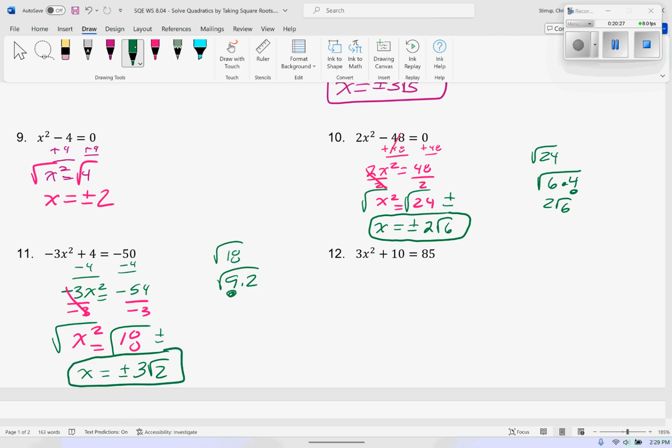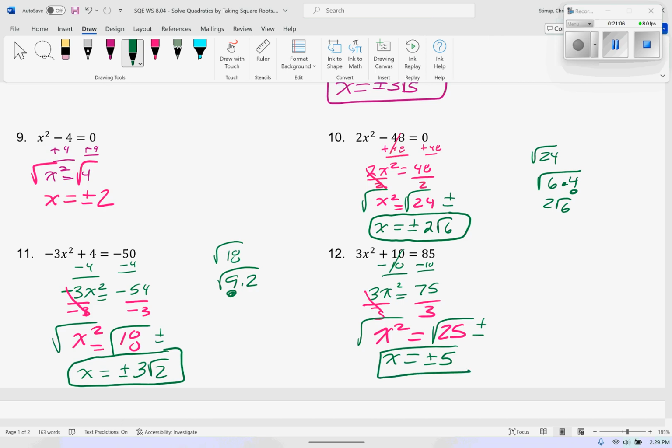Number 12, first step. Subtract 10. Good so far? What should I do next? Divide by 3. What's 75 over 3? 25. Next step is root. Don't forget what? If you root. Plus minus. What's the square root of 25?